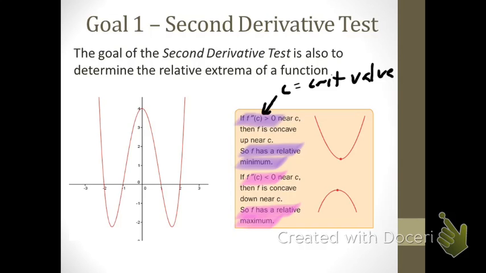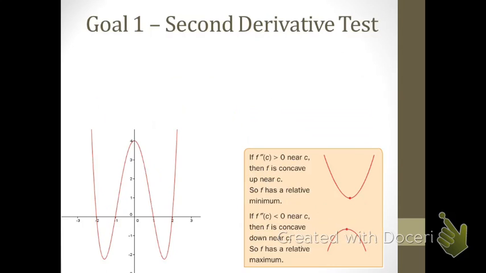Okay, so the second derivative test: plug in the critical values of a function into the second derivative and see if the graph is concave up or concave down at those critical values. Now here's this summarized again with a picture from your book.